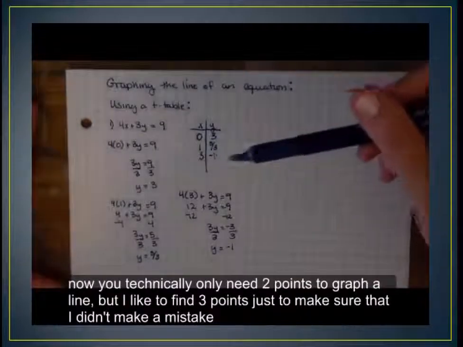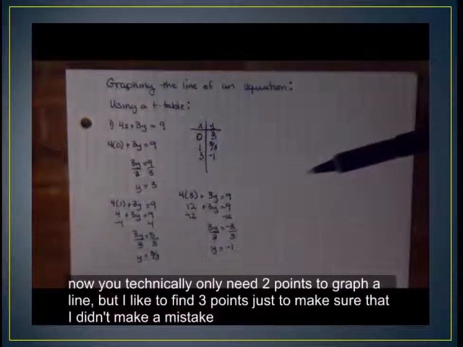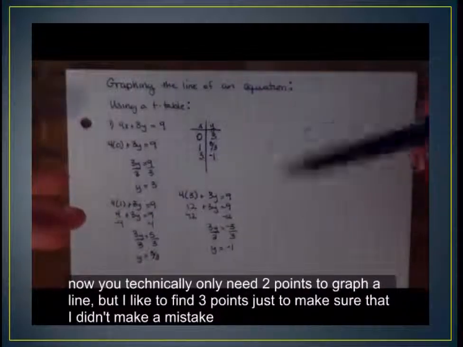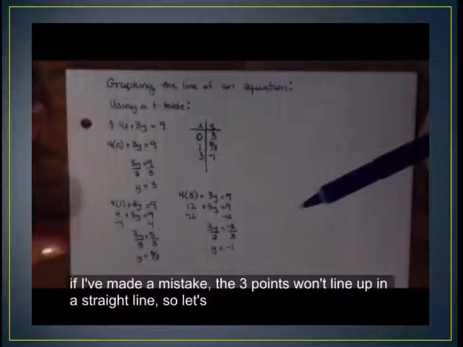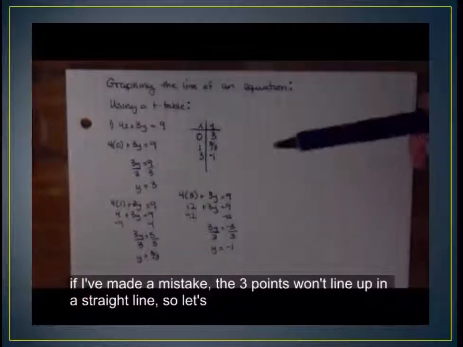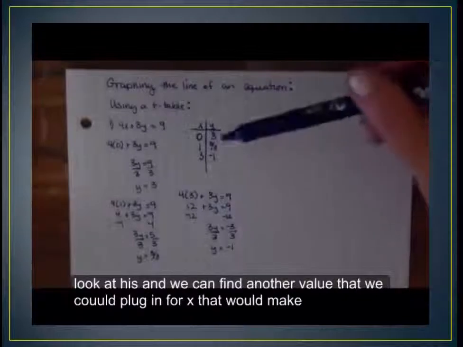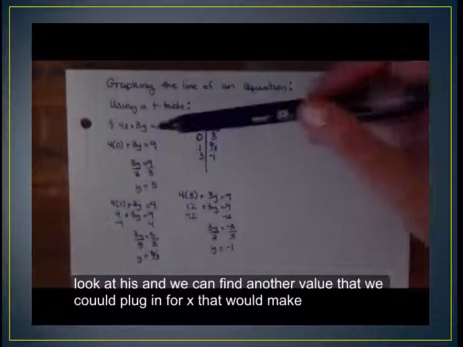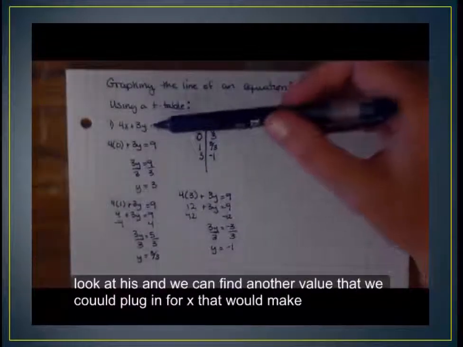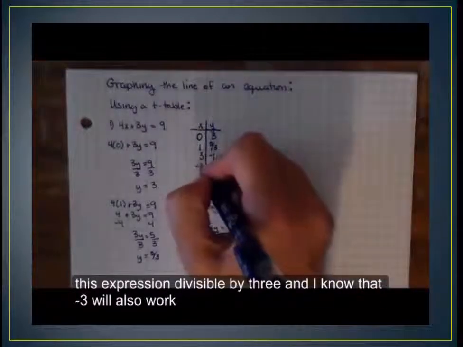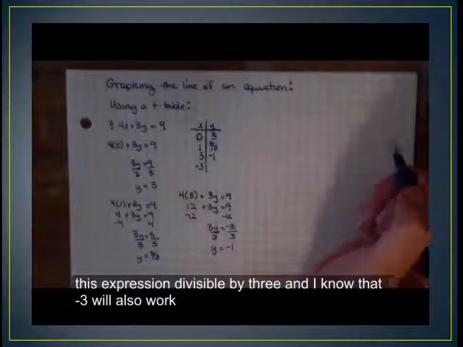Now, you technically only need 2 points to graph a line, but I like to find 3 points just to make sure that I didn't make a mistake. If I've made a mistake, the 3 points won't line up in a straight line. So let's look at this, and we can find another value that we could plug in for x that would make this expression divisible by 3. And I know that negative 3 will also work.